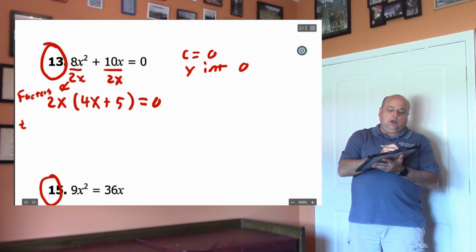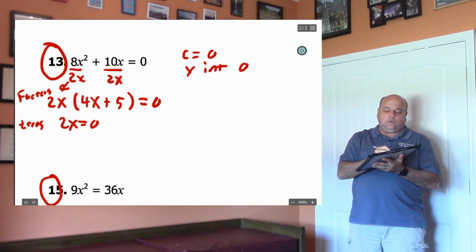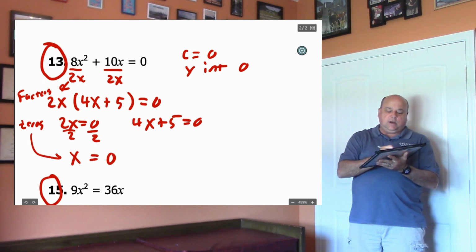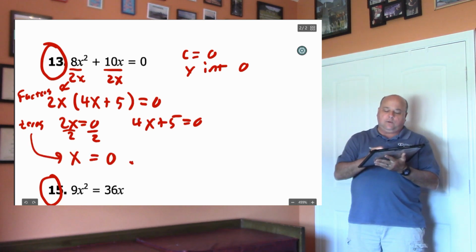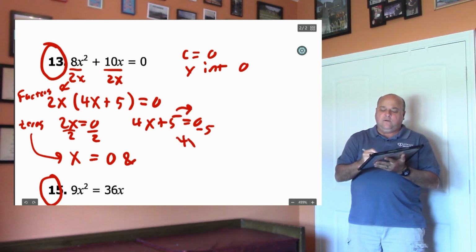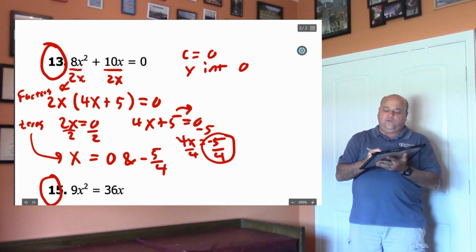Now then my zeros, remember 0 is going to be one of my zeros. I'm going to put 2x equals 0 and 4x plus 5 equals 0. If I solve this for 0, I will get 0. So this right here is one of my zeros, right? Now then over here I'm going to subtract 5. 4x equals negative 5, divide by 4, and this right here will be my other zero, negative 5 over 4.